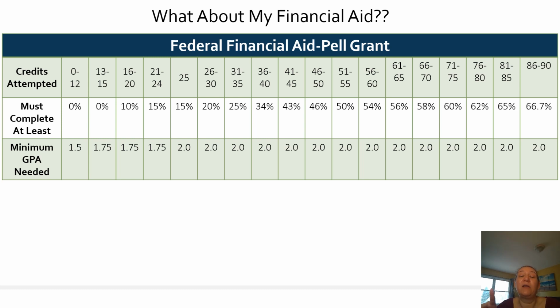However, the caveat to that, or the trick, is that you have to have at least a 1.5 GPA. Well, if you withdraw or fail from everything, your GPA still is 0.00, right? So there is a little bit of trickery to it, but at the same time, what you will do is first find out how many credits you've attempted, not how many you actually have, but attempted. Then take a look at what percentage they expect you to have completed, and then finally what GPA you need to have. That will help you to determine, if you don't have financial aid now, what you will need to do in order to gain financial aid.